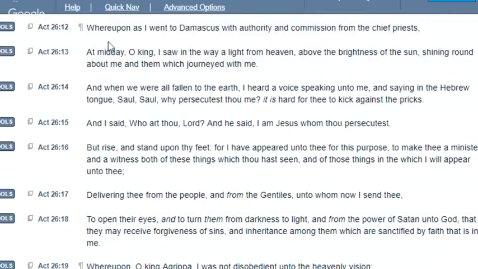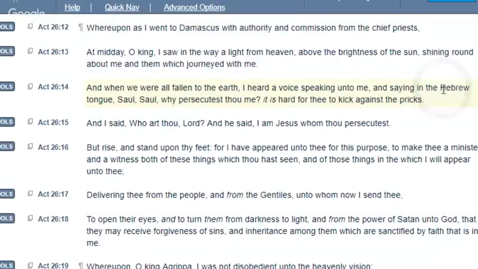And this is one of the accounts of what took place. Acts 26:12. Whereupon, as I went to Damascus with authority and commission from the chief priests, at midday, O king, I saw on the way a light from heaven above the brightness of the sun, shining round about me and them which journeyed with me. And when we were all fallen to the earth, I heard a voice speaking unto me and saying in the Hebrew tongue, Saul, Saul, why persecutest thou me? It is hard for thee to kick against the pricks.